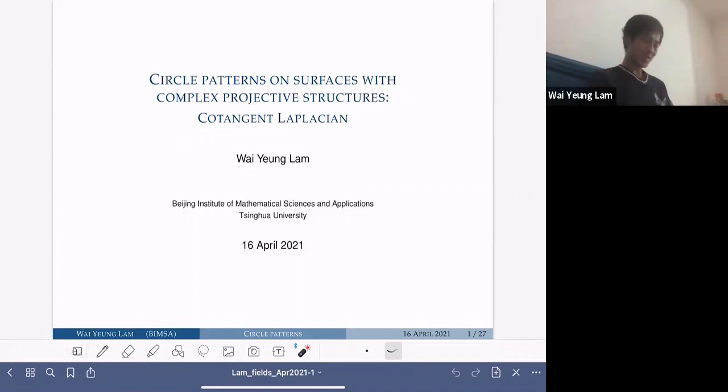I'm going to talk about this CP1 structure, circle patterns. And this talk, I want to do it in a different way. I want to focus on this potential Laplacian. One reason is that I have had several discussions with colleagues, and I have the feeling that for questions like the infinitesimal rigidity of circle packings and circle patterns, you can use this potential Laplacian to deal with things. So I think I should take this chance to advertise how this potential Laplacian is used in the proof.